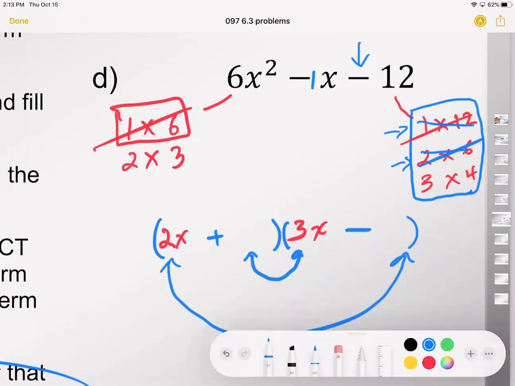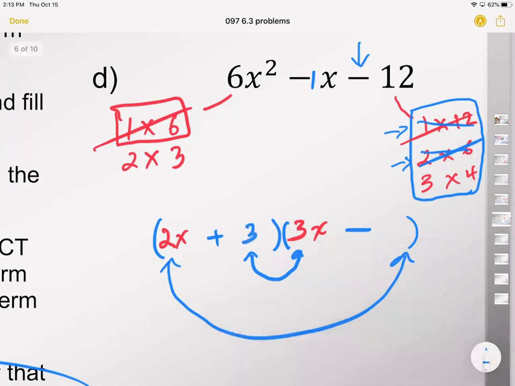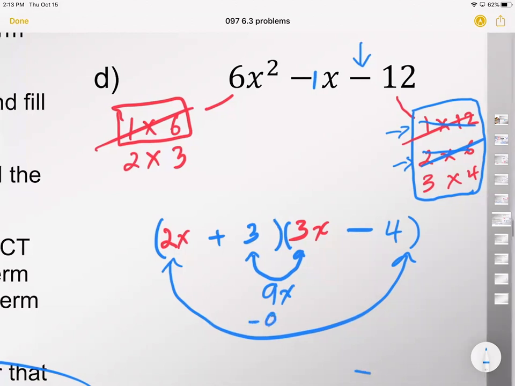And the 3 and the 4, hopefully you see that we cannot put the 4 on this side and we cannot put the 3 on this side. We are forced, right? This is the last setup we have, which is 2 plus 3x and 3x plus 4. There's no other combination we can do. So now let's test this out. We have 3 times 3, that will give me 9x. 2 times negative 4 gives me a negative 8. Everybody agree that 9 minus 8 would give me 1x.